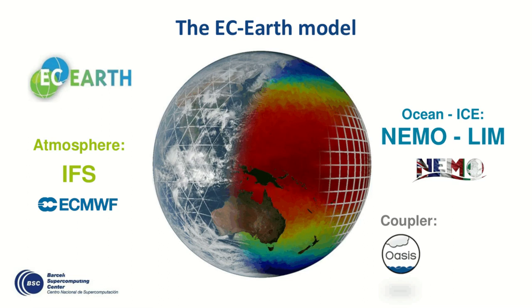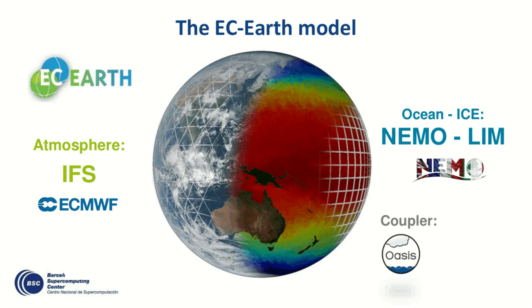NEMO is the ocean nucleus. It's a community model, the same as EC-Earth. And LIM3 was the sea ice model used at the time. It was the most popular and the one included in the main NEMO repository. Also, this has been evolving at the same time.